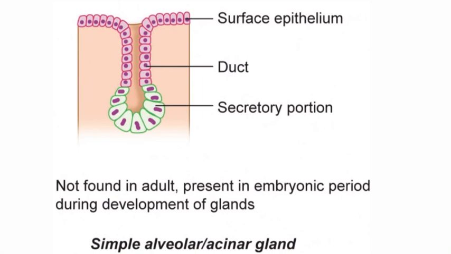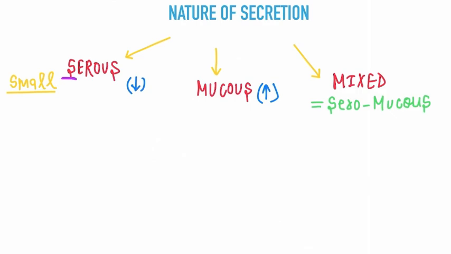Now many of you might have a doubt. We have discussed simple tubular gland but not simple alveolar gland. Why so? Simple alveolar glands are not found in adults. They are only present in the embryonic period during development of the gland. So this can be an MCQ, friends. So remember this point.